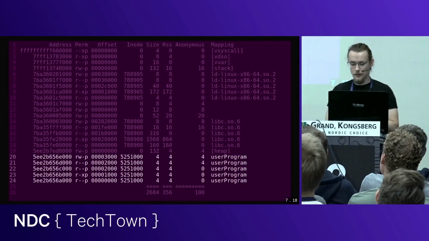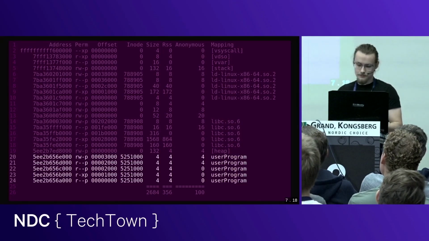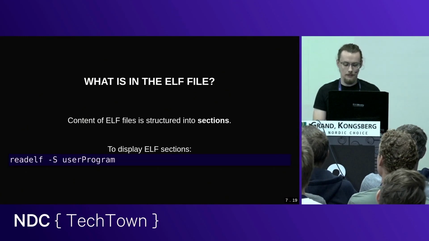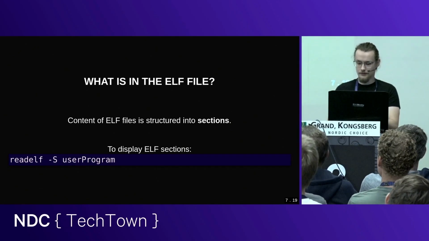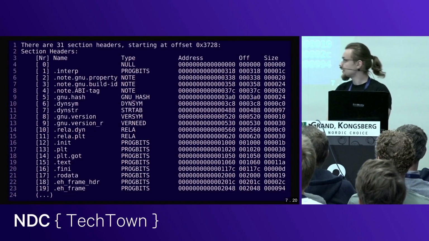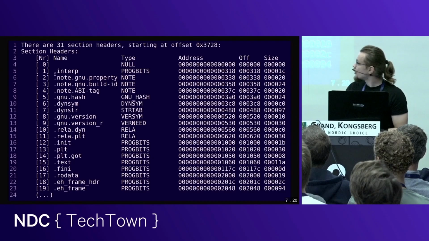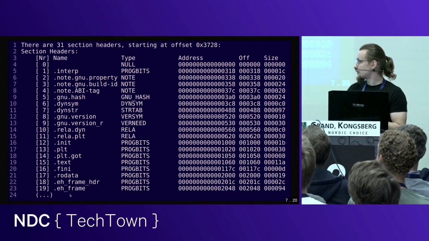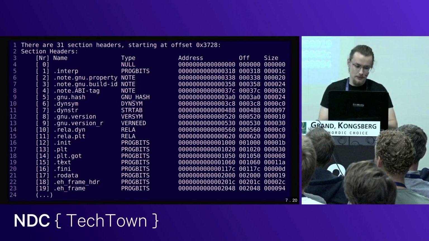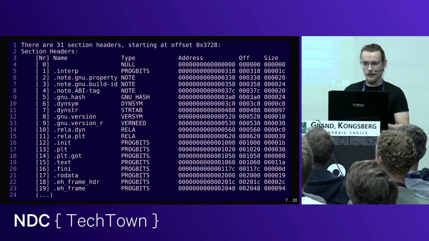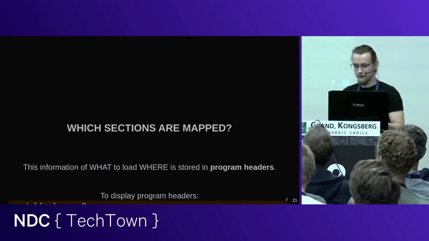How can we understand which parts are in our program? We can use the readelf command, which will display the sections of the program. So if I do readelf -S on my program, I get something like this. Those are all the sections that are in my binary, and some of them must be mapped, I guess, to the memory. How can we check which parts of them are mapped where?